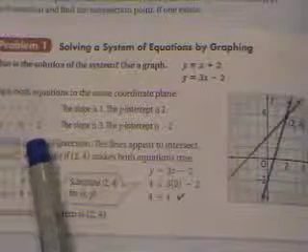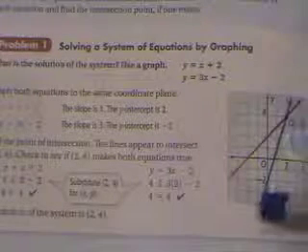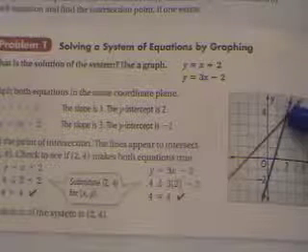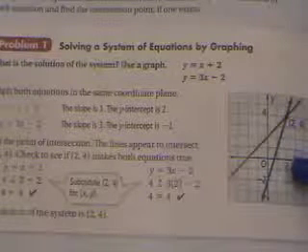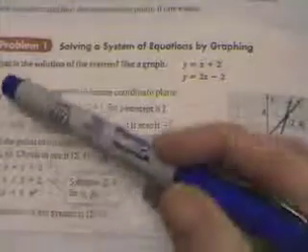Y equals 3x minus 2. The slope is 3. The y-intercept is negative 2. And they graphed it here. These 2 lines cross at this one point. That one point, 2, 4, is the solution to this system of equations.